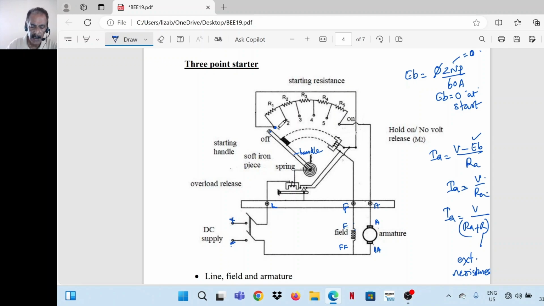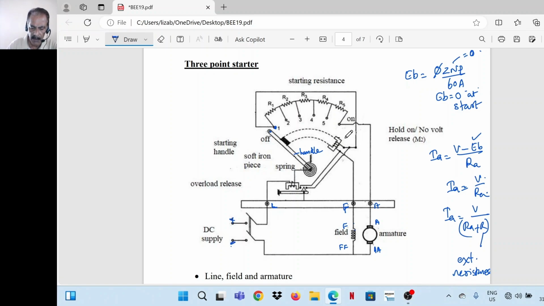So the moment the handle makes contact with the stud number 1, two parallel circuits are completed. One through the series resistance through the armature to the negative, then another one through this magnet to field winding and then to negative. So the complete current always passes through this magnet.